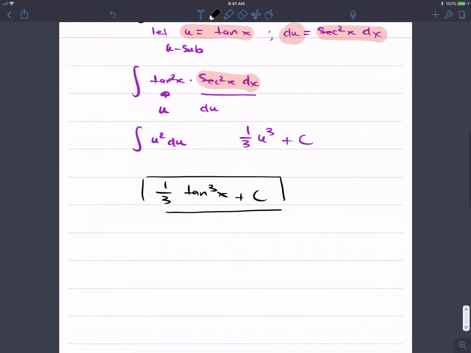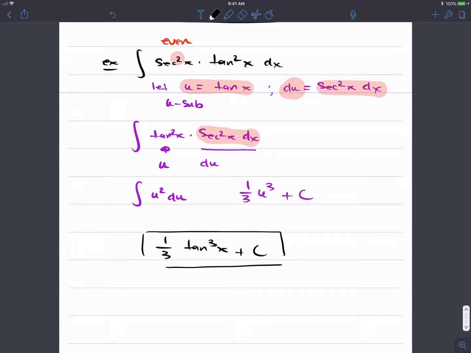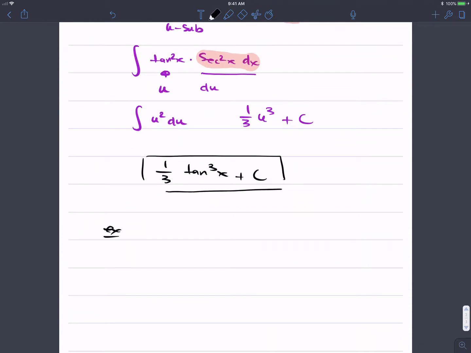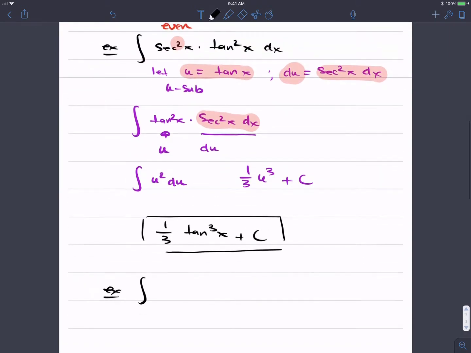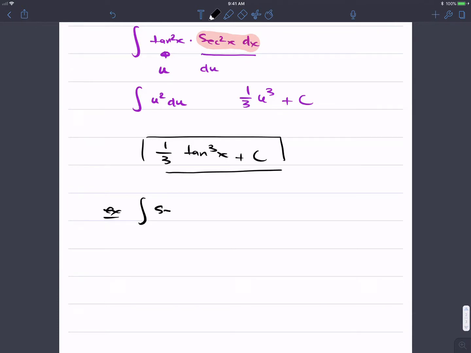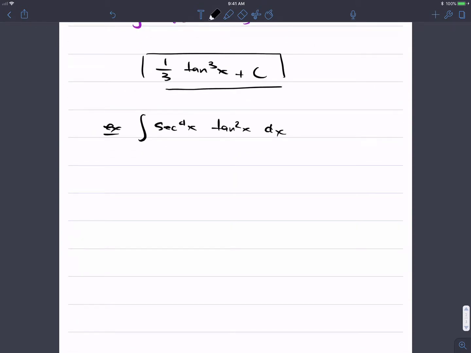Okay, so here's another example of when you have an even power of secant. Let's look at this next question here. What if they gave us secant to the fourth power of x tangent squared x dx? Now, the process is the same, however, we're going to notice something here. Remember, we're going to let u be tangent. And by doing so, my du becomes secant squared x dx.